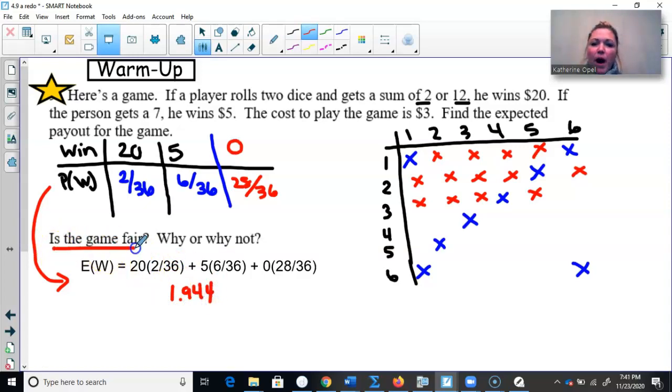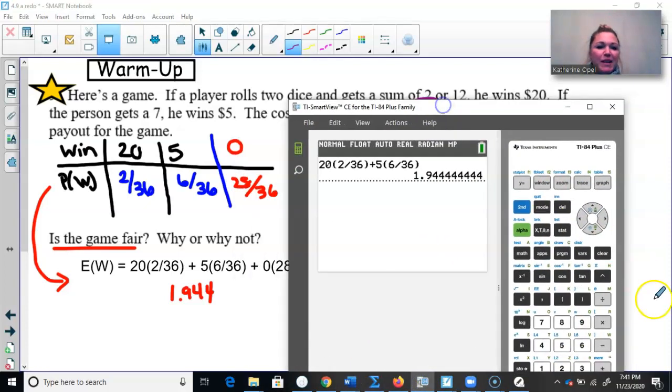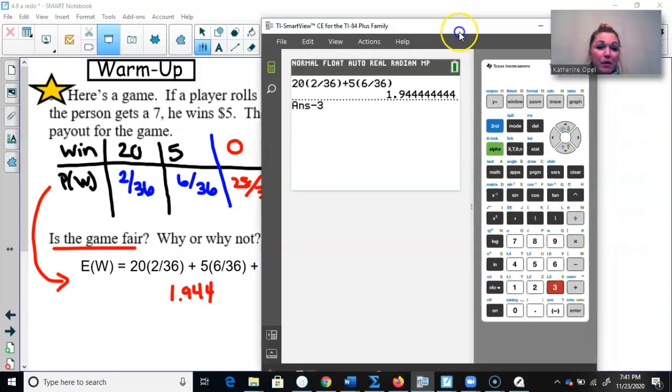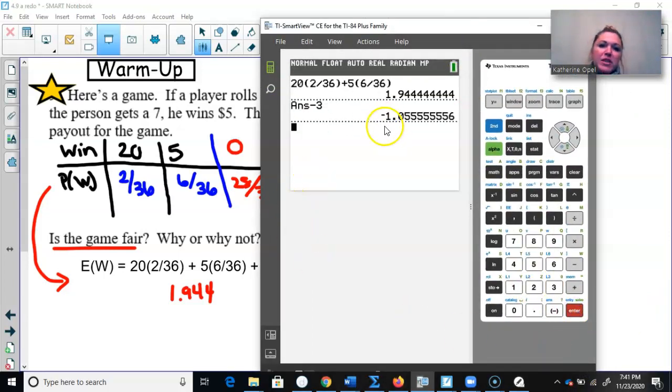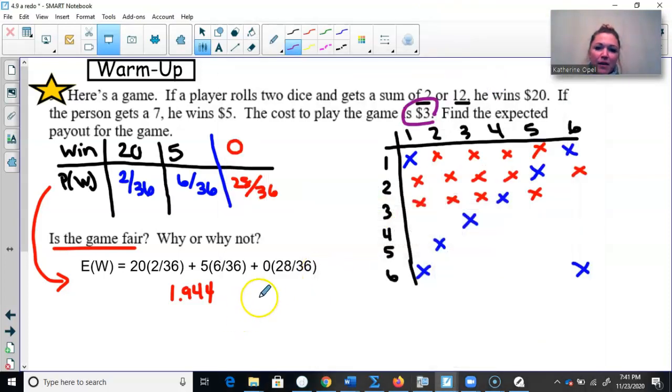Is the game fair? Why or why not? This is saying over time, if you play this game over and over again, you should expect to win $1.94. But guess what? It costs $3 to play the game. So we're actually losing money. If we take $1.94 and subtract $3 from it, because that's how much we paid for the game, we're actually losing in the long run $1 and about 6 cents. That's how much we're losing in the long run.